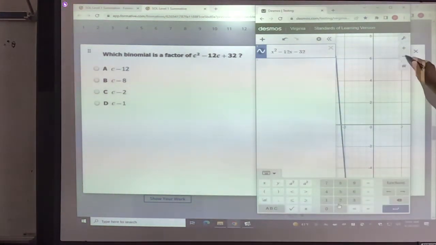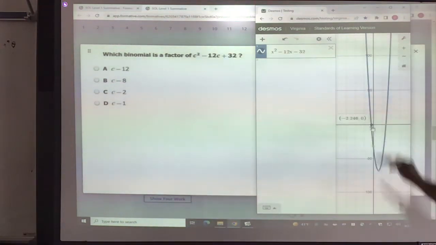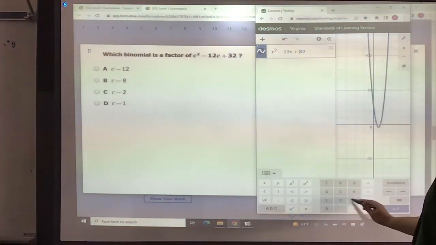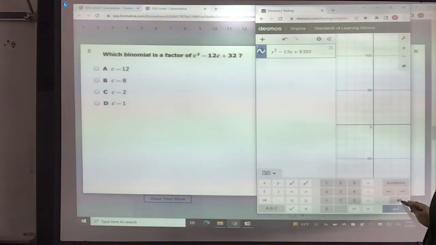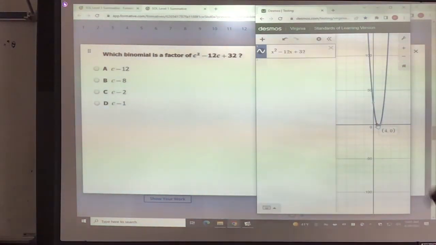I'm going to have to zoom out a little bit. Whoops, plus 32, sorry. Come on, there we go. All right, so it crosses at 4, and it crosses at 8.